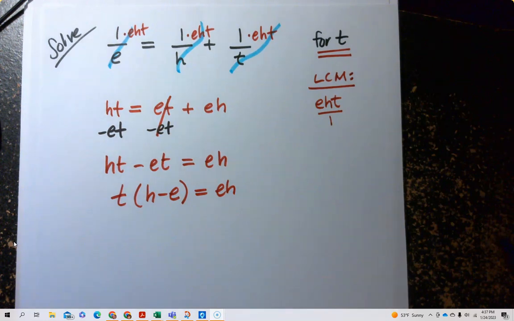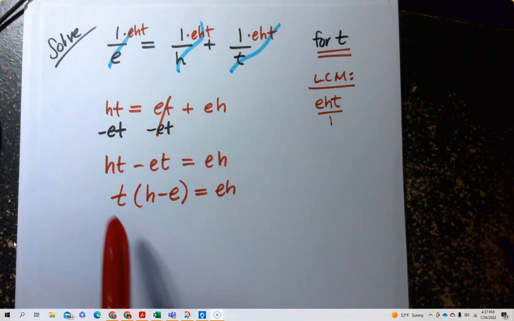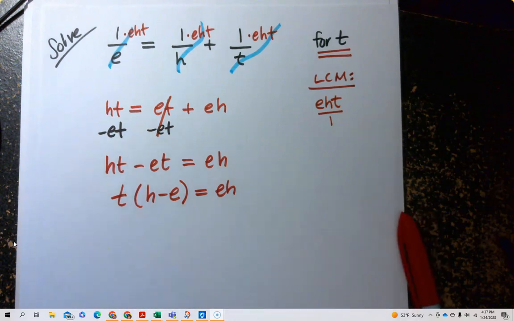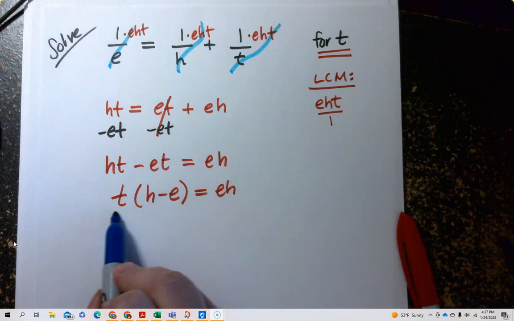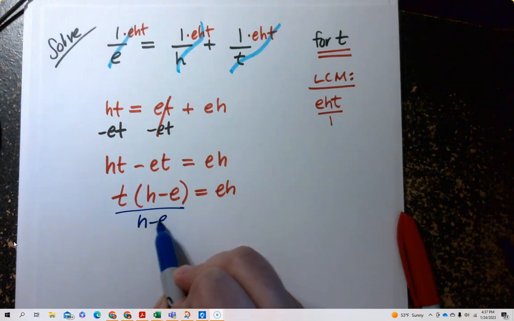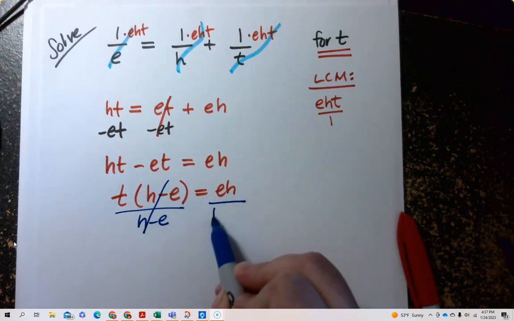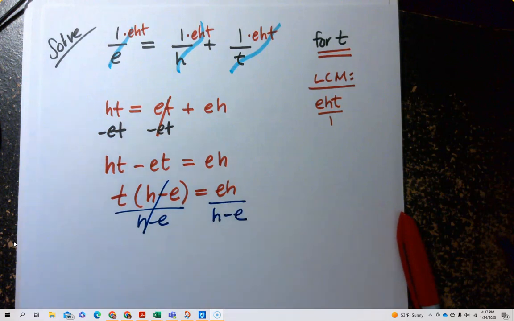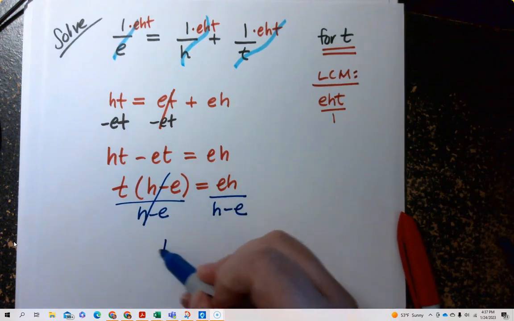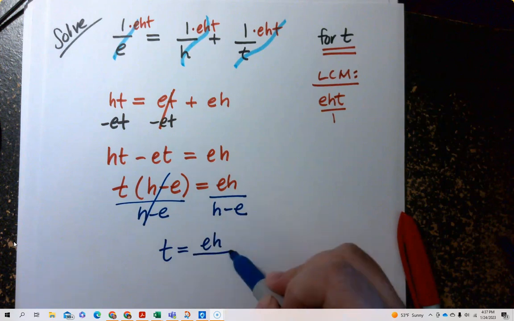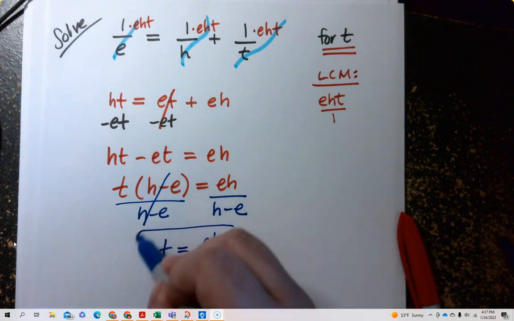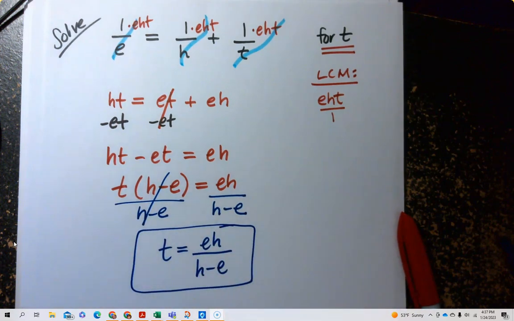And last but not least, I have T times that set of parentheses. So to get rid of that set of parentheses, I divide. And T is equal to EH over H minus E. And that is my final answer.